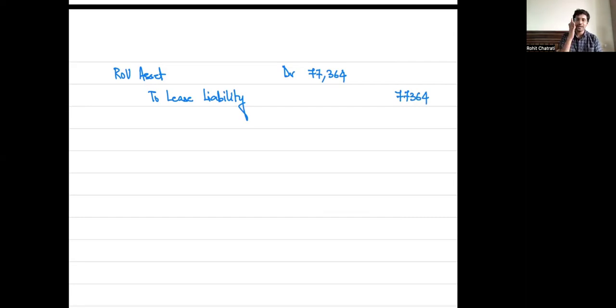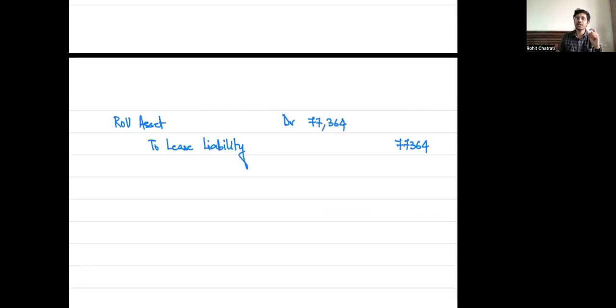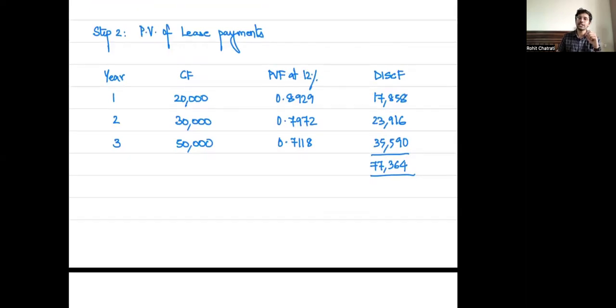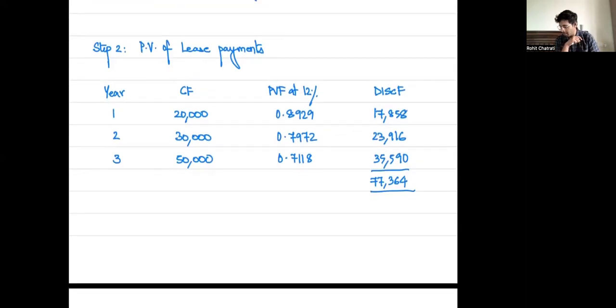On day one, when lease commences, we recognize a right of use asset and a corresponding lease liability. At what value do we recognize? We recognize it at present value of the lease payments that are expected to be made.